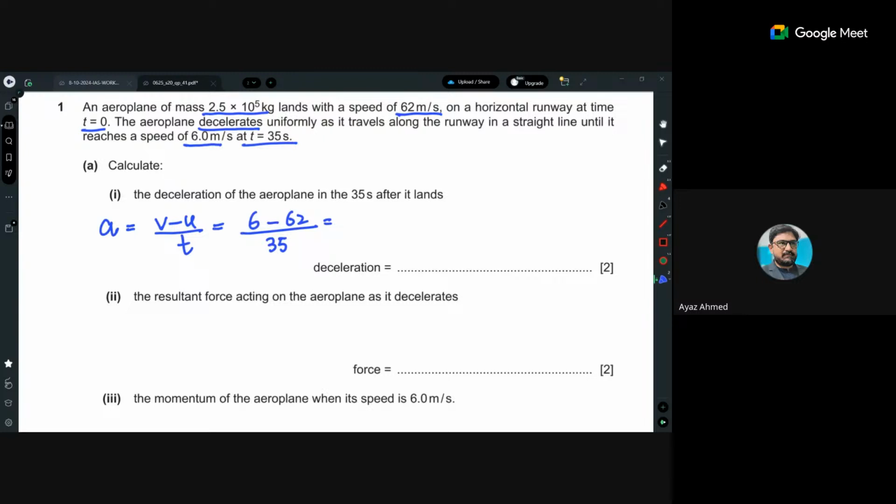Do you have a calculator? Yes, Mariam, are you there? Mariam, are you there? Do you hear me? Okay, let me open up my calculator. Meanwhile, yes, here it is.